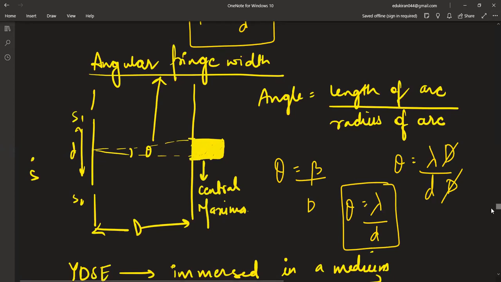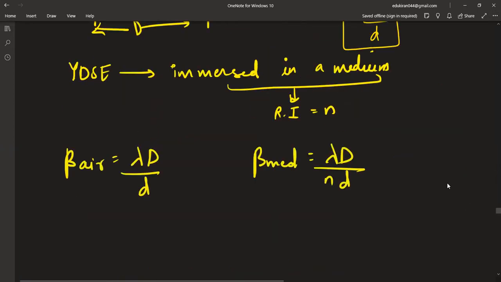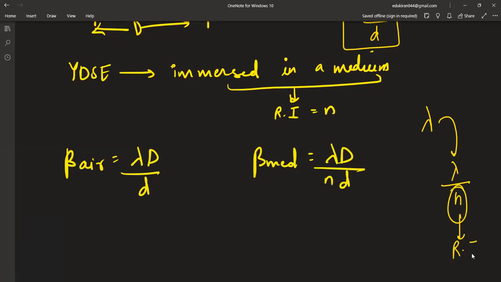One more thing. If the entire Young's double slit experiment is immersed in a medium of refractive index n, then for air this is lambda D by d, and for the medium it will be lambda by n. Always remember, wavelength will become lambda by n if n is the refractive index. Just make it as a note point in case a question comes.